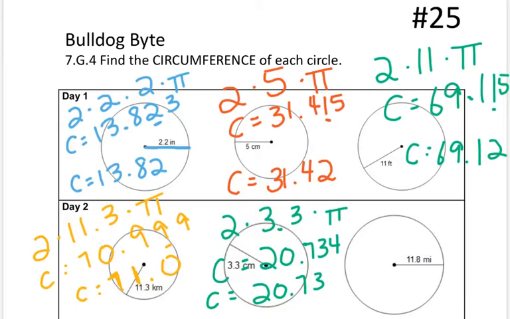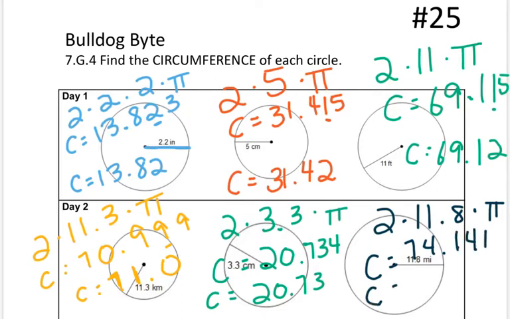The last problem for day 2, the radius is 11.8. So we're going to say 2 times 11.8. I'm having trouble with my decimals. Times pi is 74.141. So we're going to round to the nearest hundredth. So that would be 74.14.